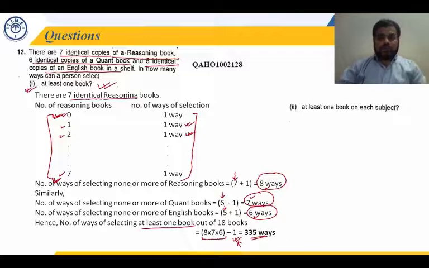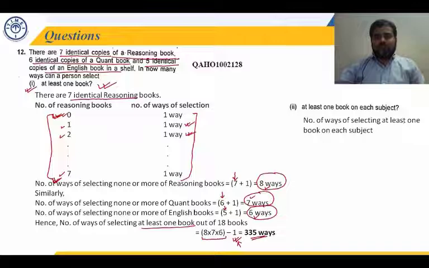Now, the second part of this question is we have to select at least one book on each subject. So, same question as in the previous slide, but now the books are identical. Here we have to select at least one book on each subject, which means we have to select at least one reasoning book, at least one quant book, and at least one English book. So, the number of ways of selecting at least one book on each subject.